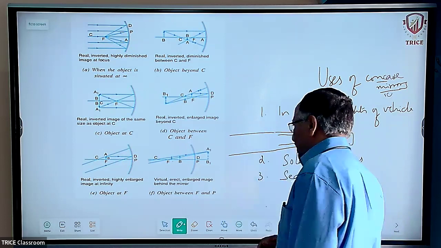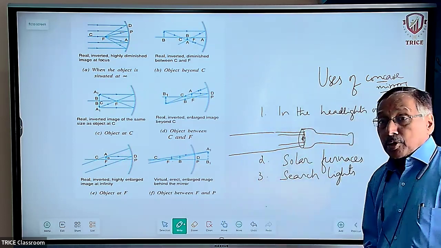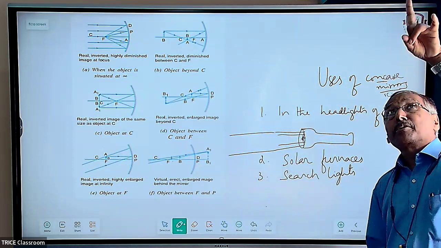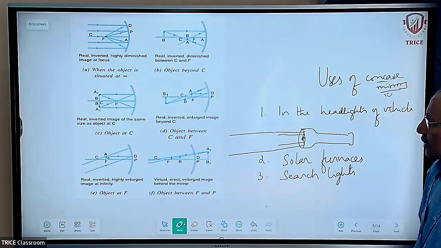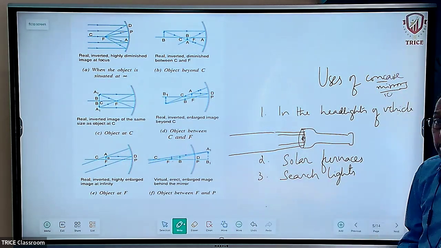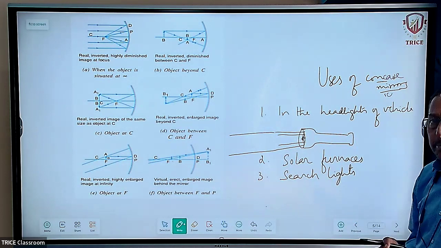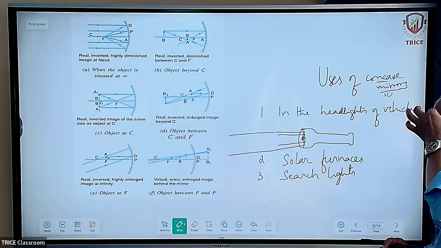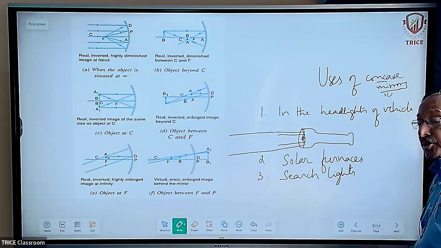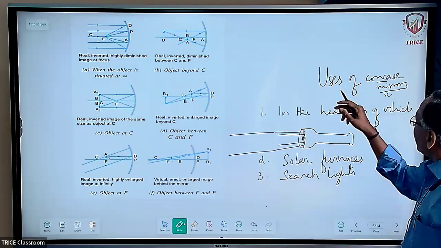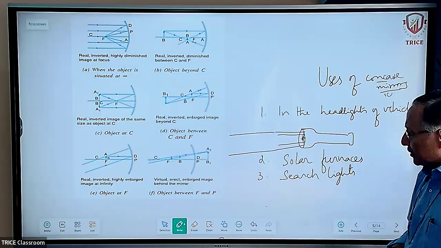Whenever there is a circus or any exhibition, beams of light are kept on the sky. They'll be rotating, is it not? Huge lights will be there to show that there is some exhibition or some special event taking place in that ground. So in such lights, you will have these concave mirrors. All right.